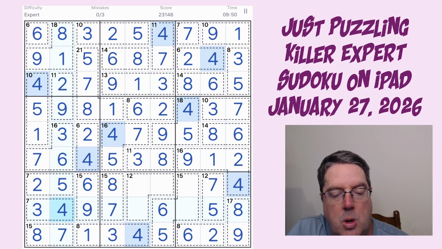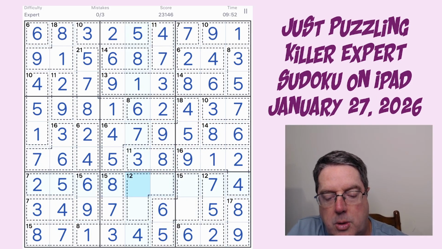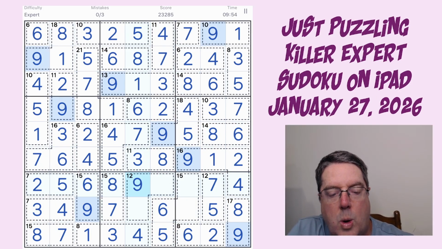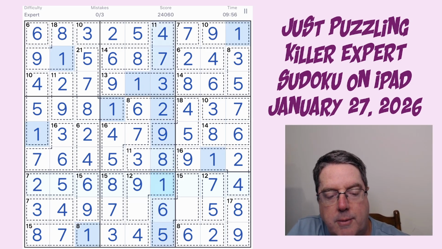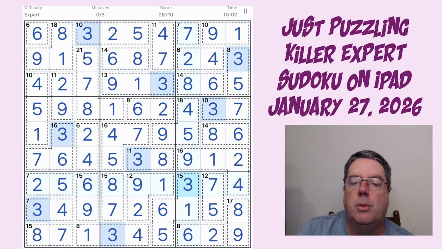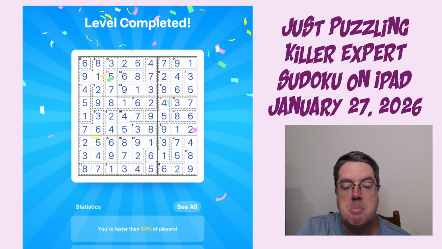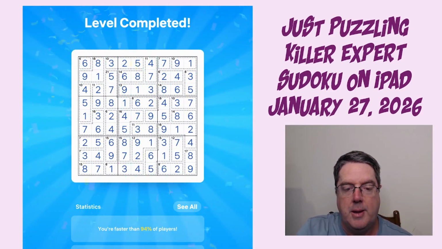Okay, so 9 can't be here, 9 can't be here, so that's a 9 there. 1 comes down here, so that's a 1 there, leaving this to be a 2. 1 comes across here, so it's a 1 and 3 finishes off the puzzle. All right, so we did that in 10 minutes. That's unusual for me. That's a pretty good time.